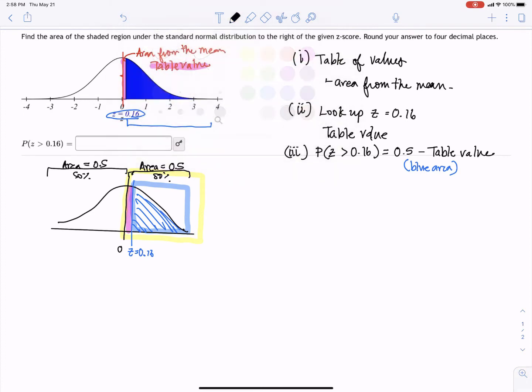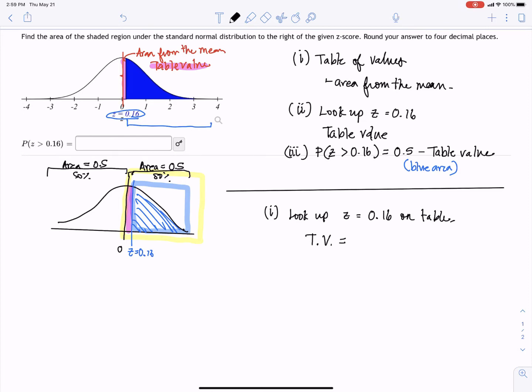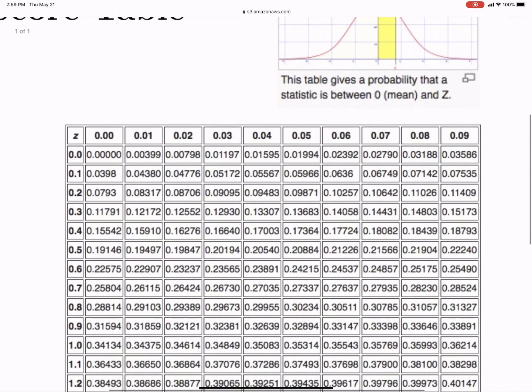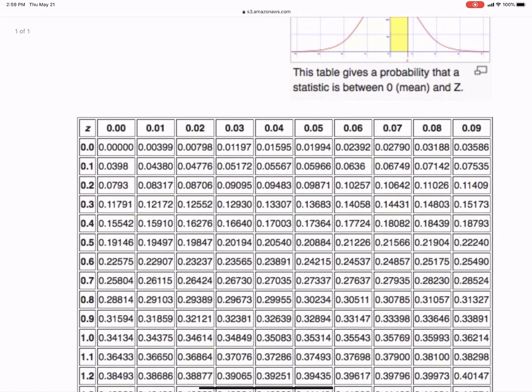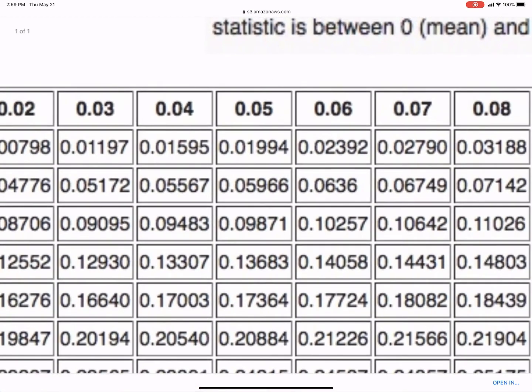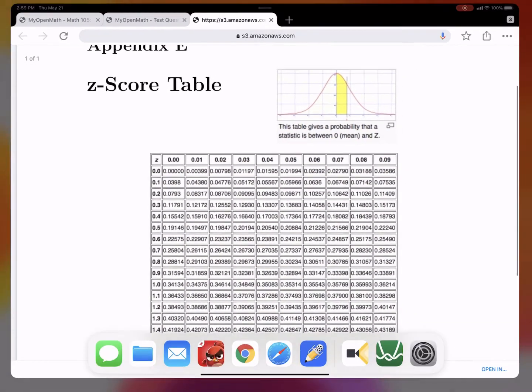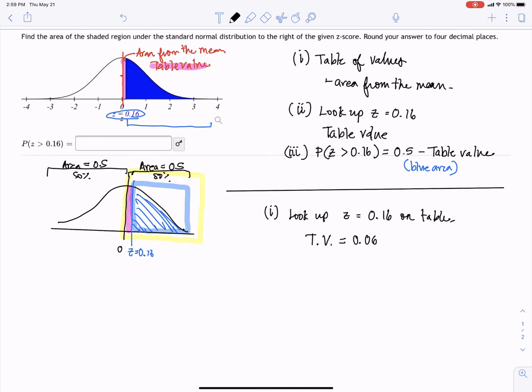Okay, so I think we're ready, and so let's go ahead and start. The first step is to look up z equals 0.16 on the table. That way we get the table value. So let's go over to it. And we have 0.16. The z-scores in the column give the ones place and tenths place, and the z-scores on the top row give the hundredths place. So 0.1, so right here is the second row, and then 6. So we get 0.0636.